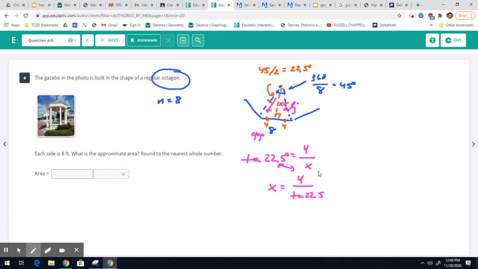And I will type that into my dinky calculator. Make sure you're in degree mode. 4 divided by the tangent of 22.5 is, and I'm going to round this out to a couple decimals, right? 9.65685. Again, I just try to be as exact as possible. Don't round early.